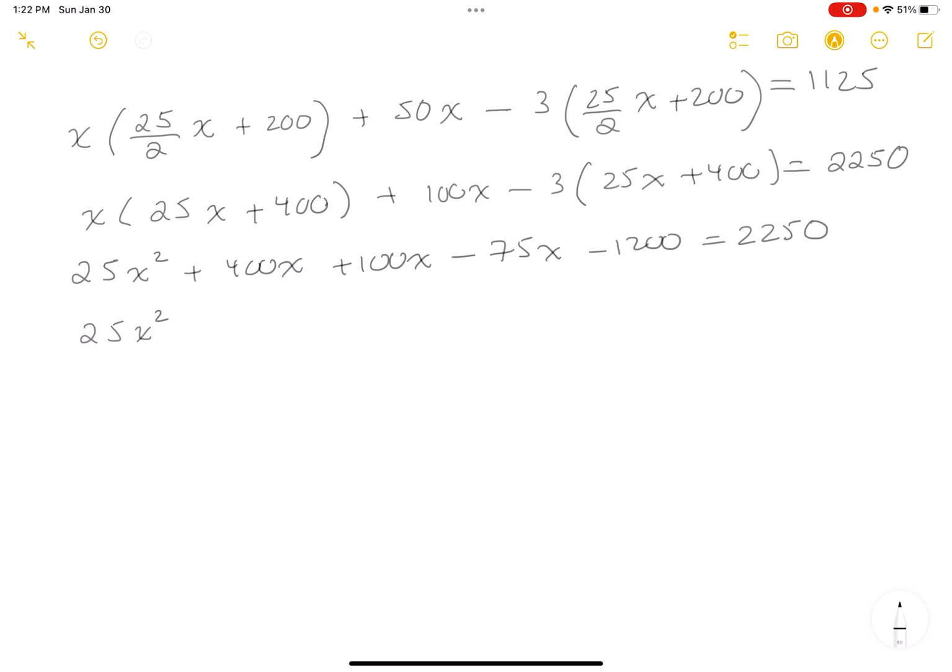25x squared. And now I'm gonna pull these guys together. And that's going to be 425. Yeah, that's not so bad. And then minus, that's going to be 3450 equals 0. Let's see if I did that right. Yeah, I think I did it right. I'm starting to realize that those numbers sure do look like they have something in common. And I'm going to divide both sides by 25 now.